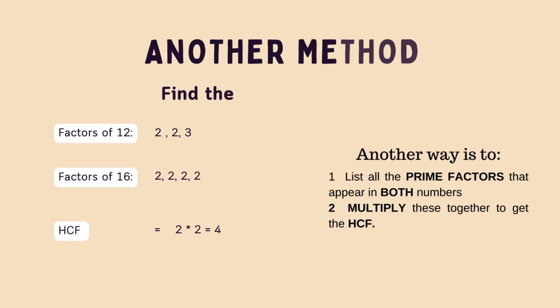Another method to find the HCF is to list all the prime factors that appear in both numbers and then multiply them together. For the factors of 12, we have 2, 2 and 3. For the factors of 16, we have 2, 2, 2 and 2. Now we have 2 appearing twice here and 2 appearing 4 times here. So in both numbers 2 appears at least twice. So the HCF will be 2 times 2, which is 4.